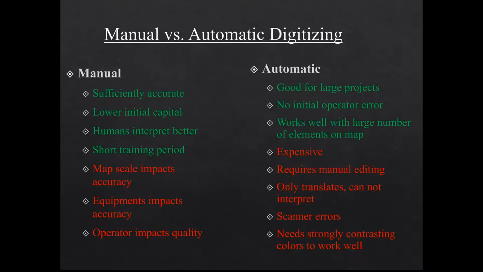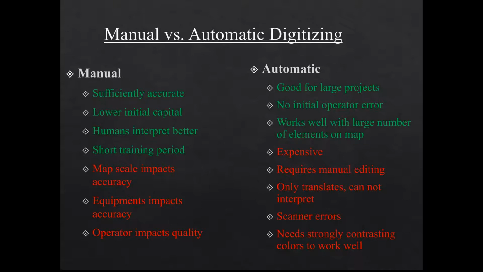Different operators may work better or worse at different scales, as some maps may have such fine detail that the operator has a hard time accurately digitizing the intended feature. The hardware that the operators are using may also impact accuracy, if the operators are not provided with capable hardware and software. Finally, different operators will digitize at different qualities and may interpret what is being digitized differently. This may lead to inconsistent digitizing results.